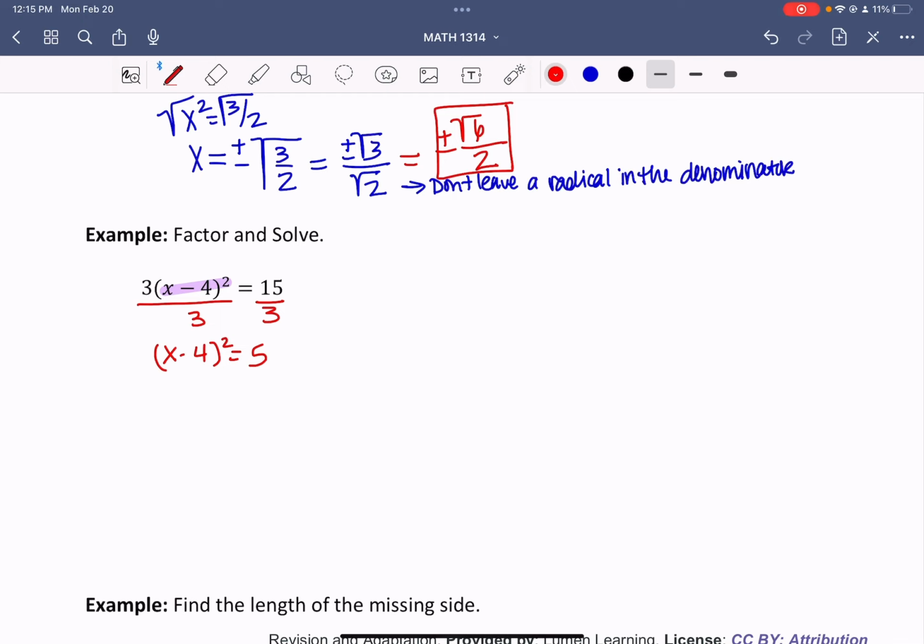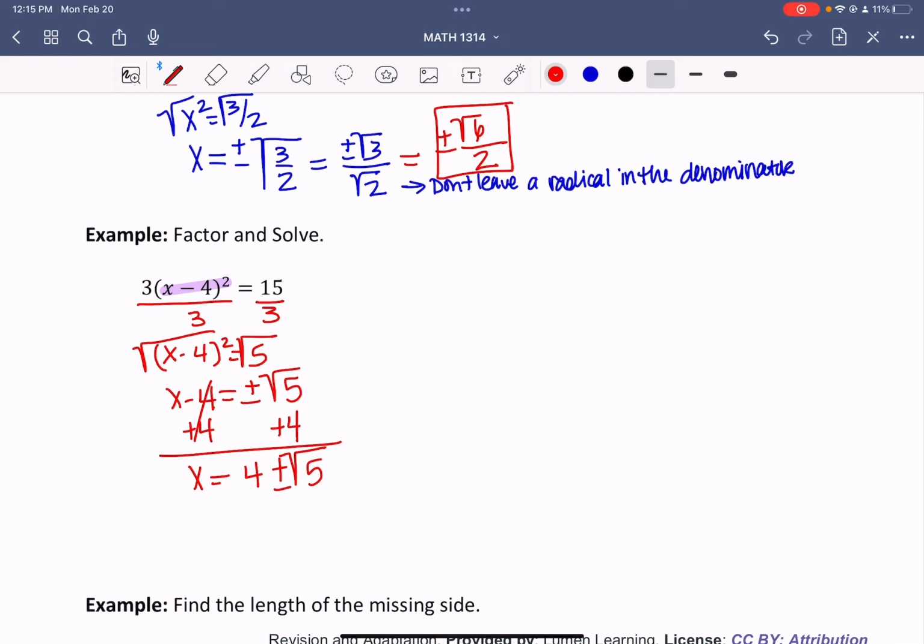So now I can execute that square root. I square root both sides. That gives me x minus 4 equal to plus or minus, don't forget that, square root of 5. Now I'm not going to mess with any square roots until I'm done getting x by itself. So now I need to add 4 to both sides. This gives me x equal to positive 4 plus or minus the square root of 5.